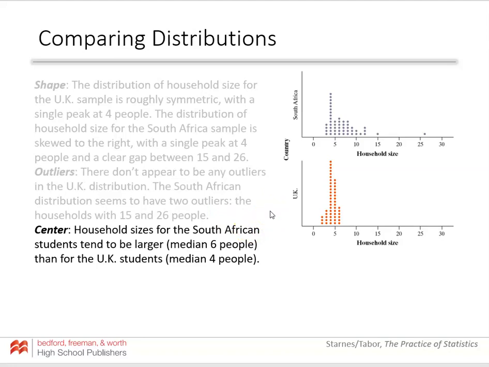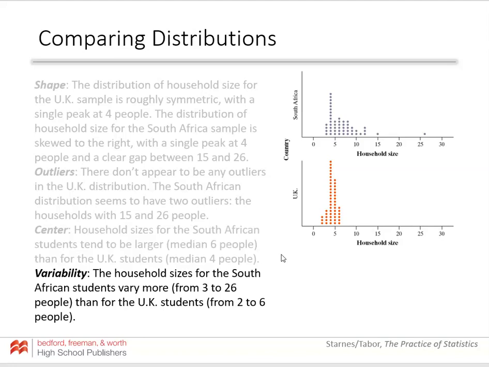Center. Again, we're going to talk more about center in a future section, but here we're using a comparative word: household sizes for the South African students tend to be larger than for the UK students. And then there are numbers to back it up. It turns out the median for South Africa is about 6, and the median for the UK students is 4. So we're using numbers to back it up, but also using comparative language, larger. Not just saying South Africa median is 6, UK median is 4. No, we're saying one is larger than the other.